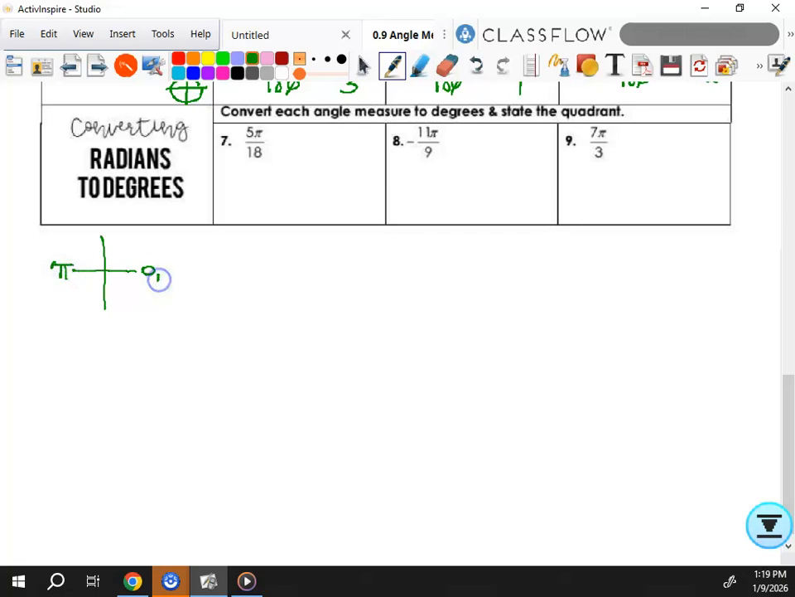And then we could get all the way around to 2 pi, right? So 90 degrees in radians, what do you think that is? Pi over 2, good. Pi over 2. All right.